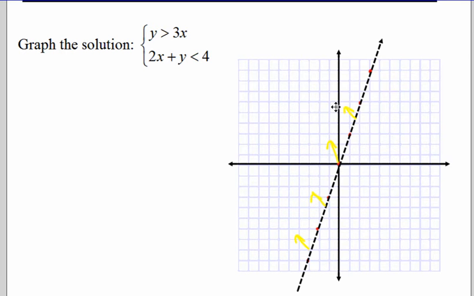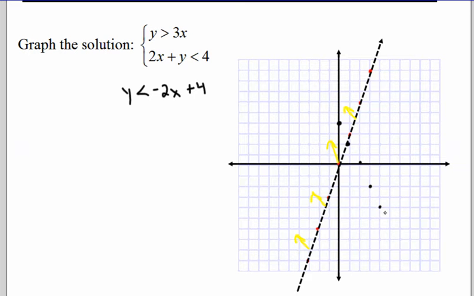If I just had one line, there's my answer. I just shade there. But I've got another inequality here. This one I'm going to solve for y by taking the 2x to the other side. I'm going to get y is less than negative 2x plus 4. So the y-intercept is 1, 2, 3, 4. The slope is negative 2, so I'm going to go down 2 and over 1, down 2 and over 1.